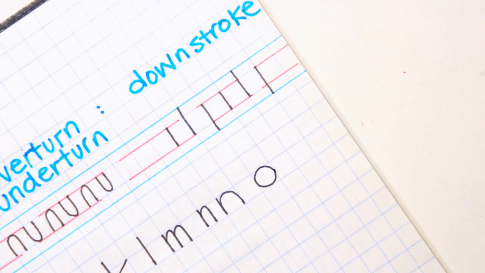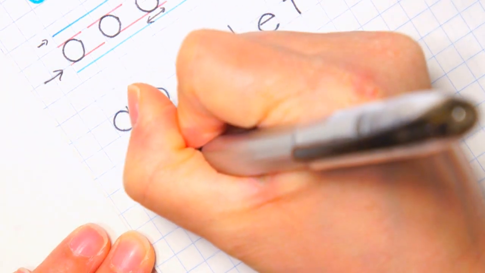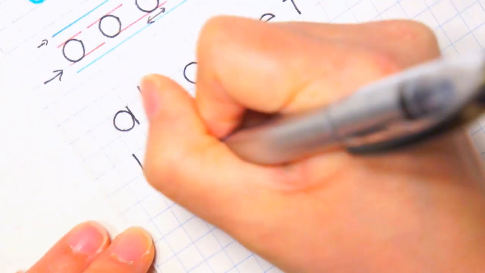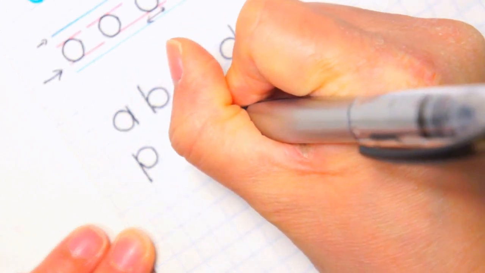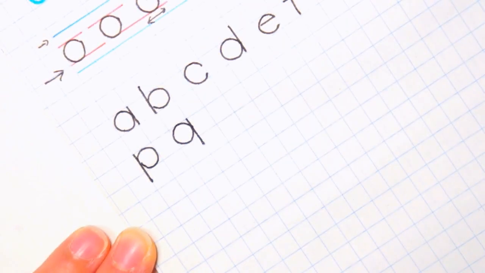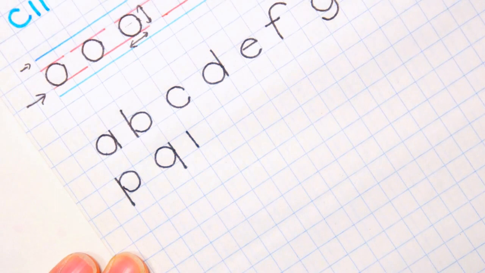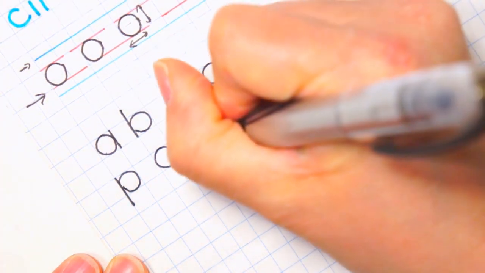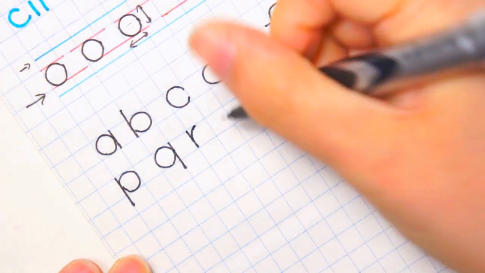Okay, O is a simple circle. P is a 1.5, like a downstroke that is lower with the circle. Q is a circle, but on the other side, on the right hand side, is the 1.5. R is a downstroke. It's a weird one. It's almost like half of the overturn, but I still only do half of it.